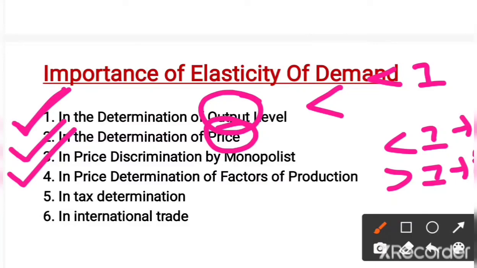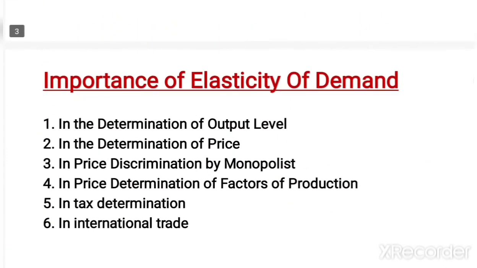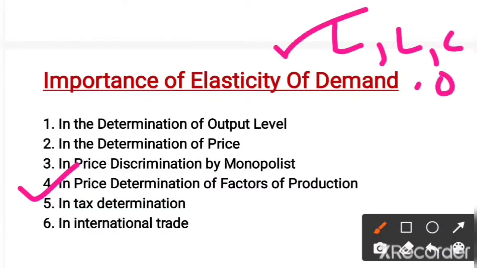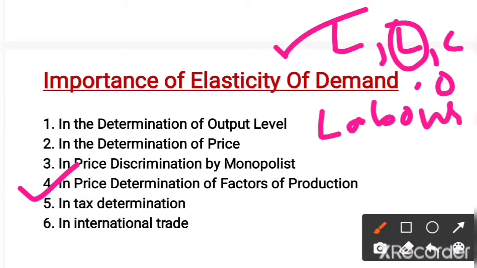What is the fourth importance? Price determination of factors of production. Students, what are the different factors of production? Land, labor, capital, and organization. How will elasticity of demand help them? Suppose, for example, we take labor. How will it help labor? For example, a laborer is working in an industry, and that industry is producing water bottles. Water bottles are necessity goods.